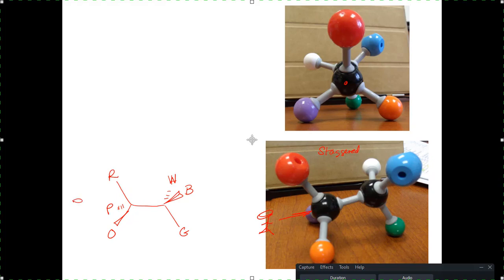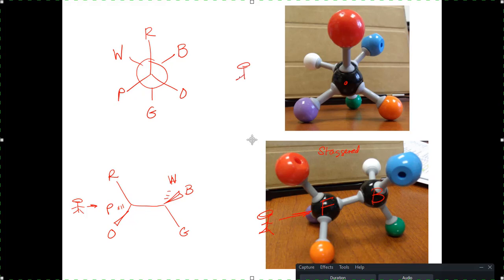Now when I'm over here looking at that Newman projection, what am I going to see? I'm going to see a staggered conformation. So it's going to look like this. This is the front carbon, this is the back carbon. The left-hand carbon is going to be the front, so that means it has the red, the purple, and the orange, and in the back, the blue, the white, and the green.